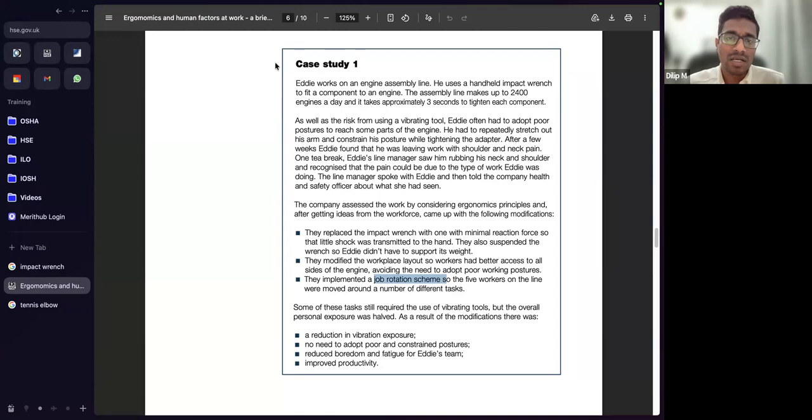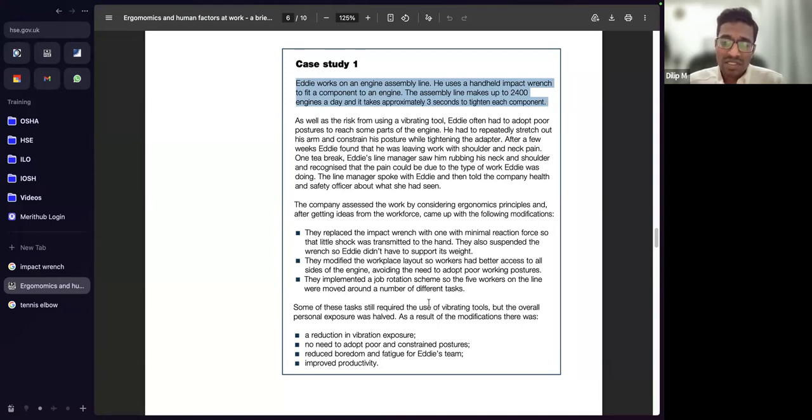Okay, so you could clearly see the solutions are very straightforward, and for this particular case study, the issues might look very severe if left unattended. By the worker complaining about the symptoms and the actions taken, that prevents the long term ill health effects.